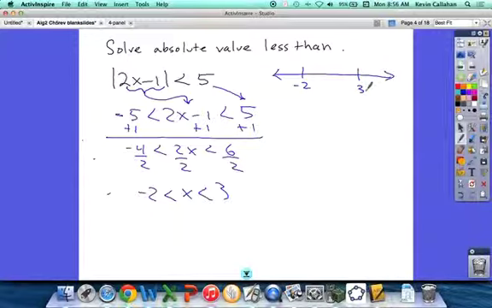Should I use open or closed circle? It's open because it's not "or equal to." So you're going to say open circle, and then where does the shading go? Remember, this x represents the shading, and that shading is in between negative 2 on the left and 3 on the right. So the shading is here.